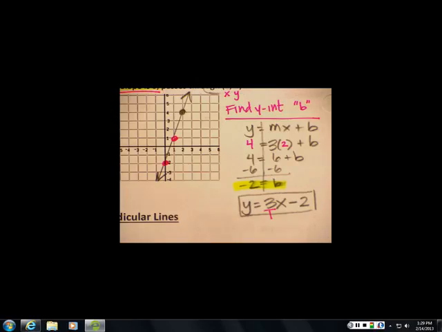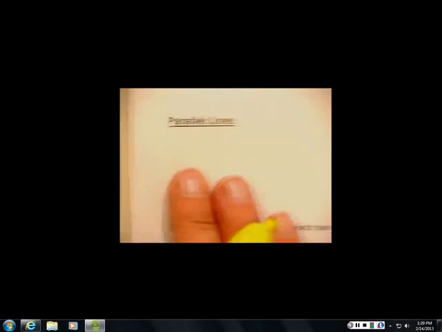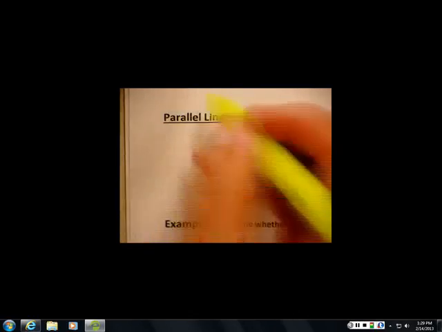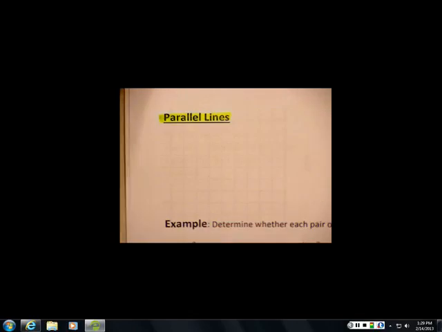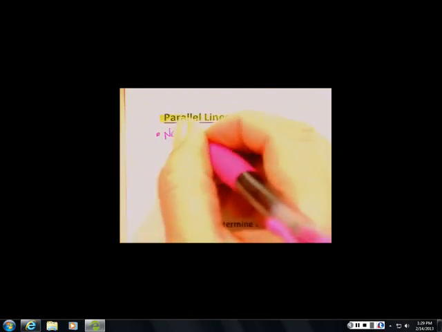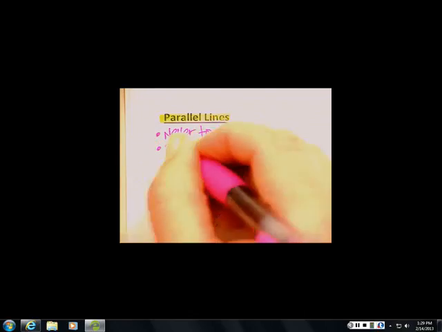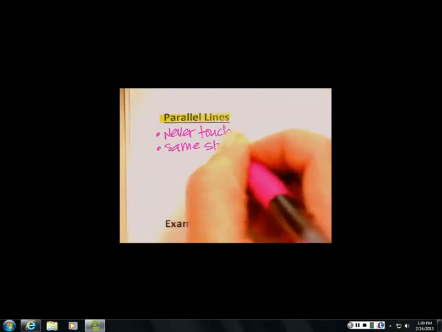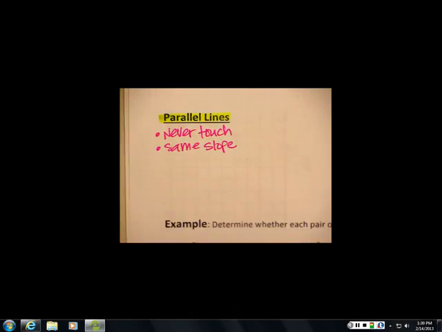Let's talk about parallel lines. Think for a second about lines that are parallel. I'm sure you've heard this phrase before. An example of parallel lines might be, I don't know, railroad tracks are often thought of as parallel. Parallel lines are two lines that never touch, and they have the same slope. Okay, so they never intersect, they're never going to touch, they have the same slope.